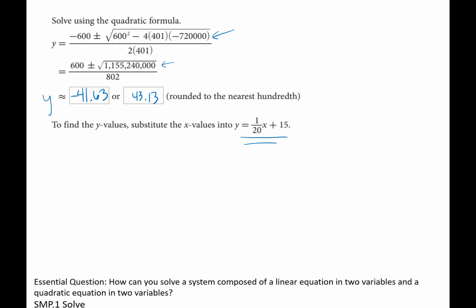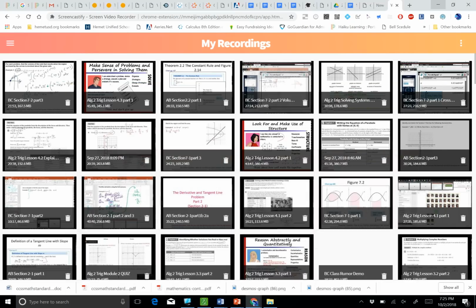They actually let us write out the work. Okay, so there should be some space, hopefully, for you to do the work. So you've got y equals 1/20 times negative 41.63 plus 15. And I would probably hit the buttons on my calculator. I would just put that into the graphing calculator all at one time. In fact, if you give me a second, I can do it with you.